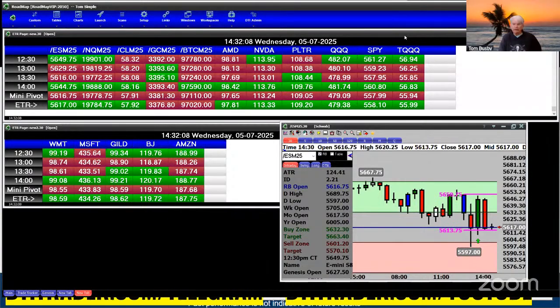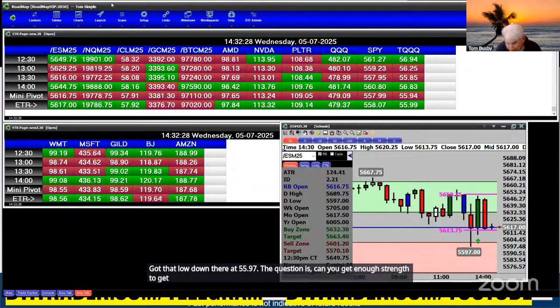All right, here's what's happened. We started the last 30 minutes. The S&P came down to support level about 15 to 17. You got that low down there at 55.97. The question is, can you get enough strength to get back above 55?